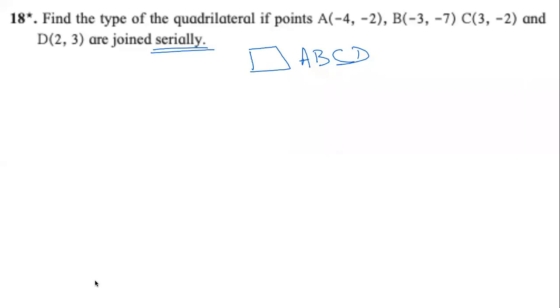So one method is to find the slopes of AB, BC, CD, DA and see if it is a parallelogram or a trapezium. If it is a parallelogram, then we should find the distances AB, BC, CD, DA, AC and BD to see if it is a rhombus or a rectangle or a square.